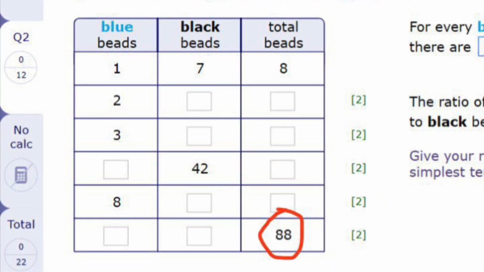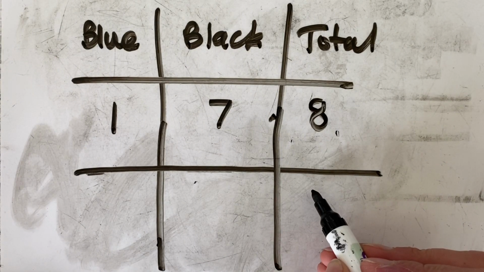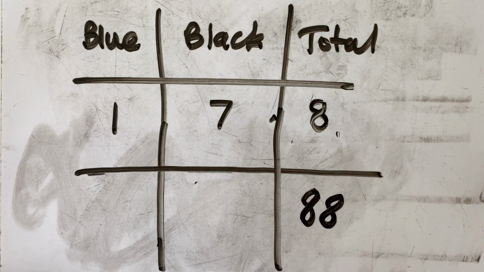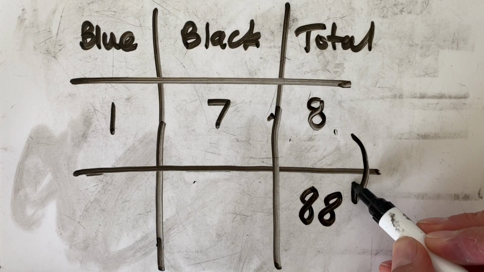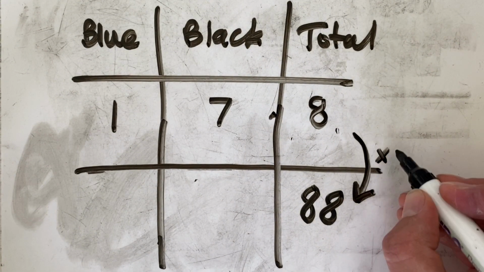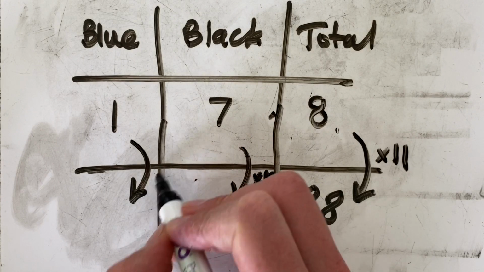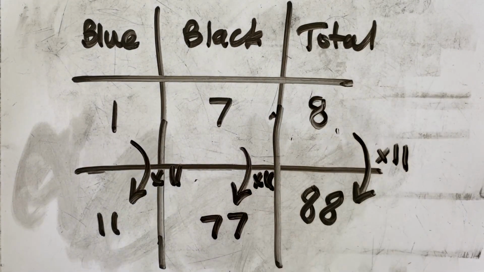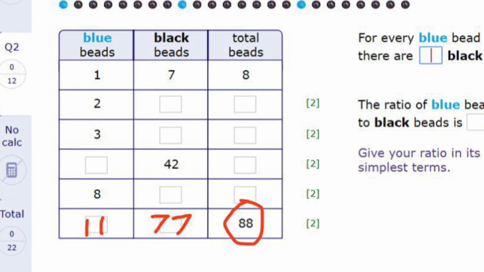Final example, pinky promise. What if we know the total amount of beads, but we don't know how many blue or black there are? Same grid. This time we know the total number of beads in our sequence is 88. So that allows us to work out how many blue and how many black there are. We just need to work out what you multiply 8 by to get to 88. Again, if you're on Times Table Rockstars very regularly, you'll know that 8 times 11 is 88. That means you have to do 7 times 11 and 1 times 11, which is 77 and 11. And that is how many blue and black beads there are if there are 88 beads in total. Not too hard. And there it is in the table.